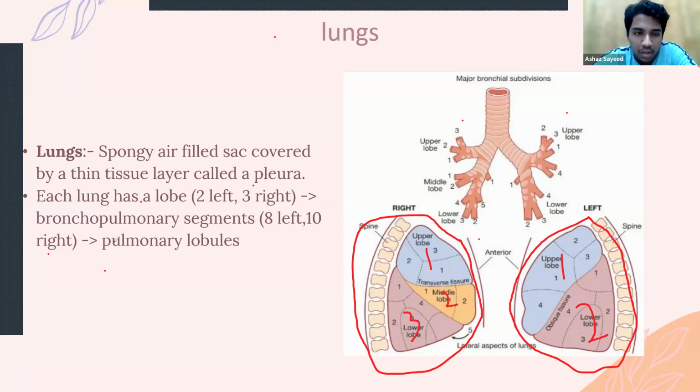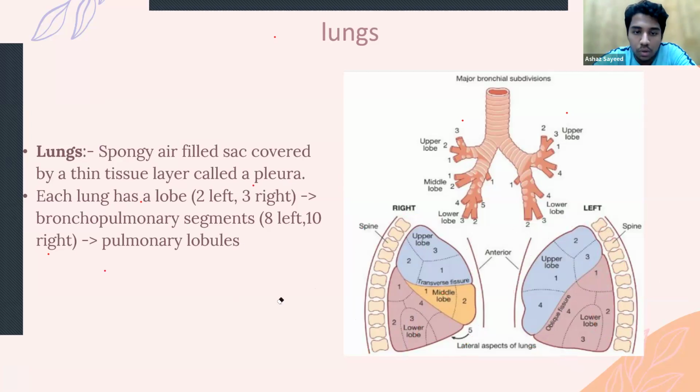Now each of these lobes has more divisions called the bronchopulmonary segments. These are eight on the left side: 1, 2, 3, 4, 5, 6, 7, 8, and ten on the right side: 1, 2, 3, 4, 5, 6, 7, 8, 9, 10. And these bronchopulmonary segments further divide into hundreds of pulmonary lobules.